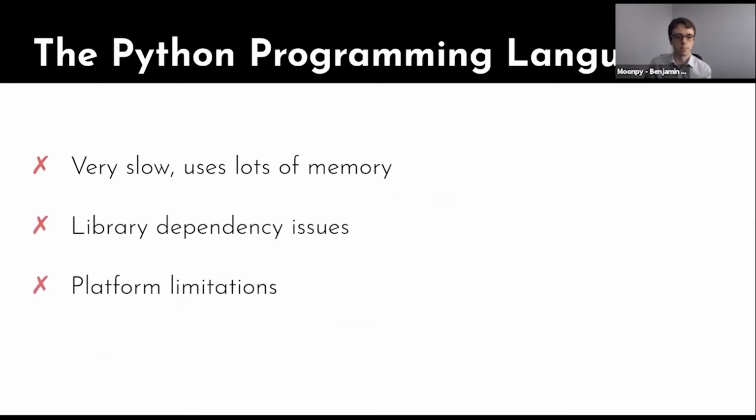Python is slow, especially compared to lower level languages, and this makes it a poor choice for some performance critical programs and costly for use with large datasets. Also, Python has library dependency issues, making large projects difficult and expensive to maintain. Finally, the way Python is currently implemented, it requires a lot of resources, which limits the platforms it can be on. This is where Moonpy comes in.